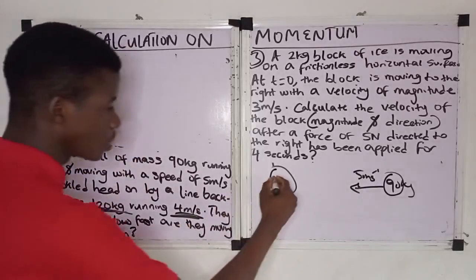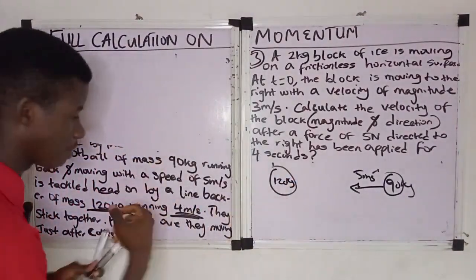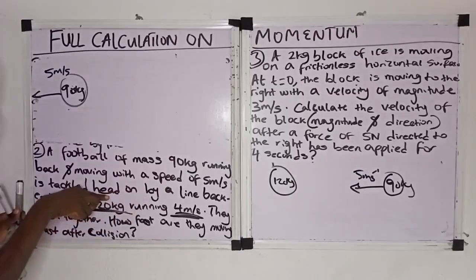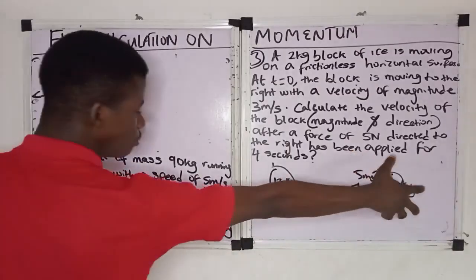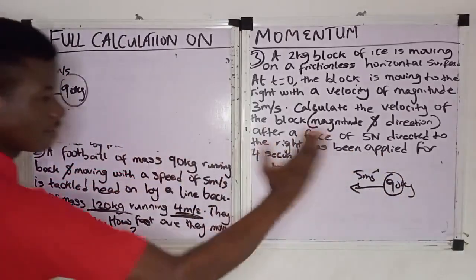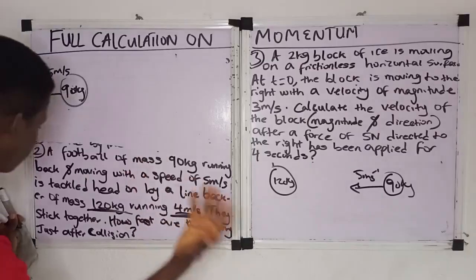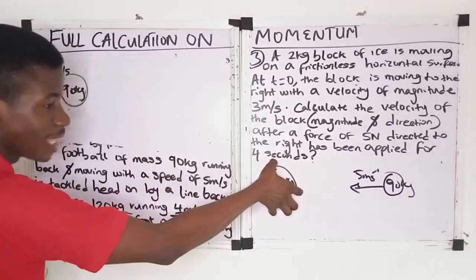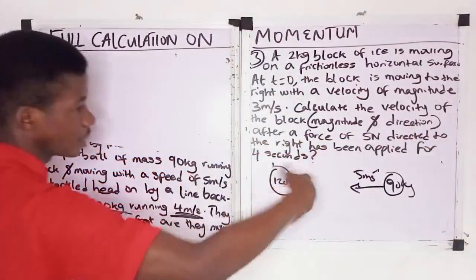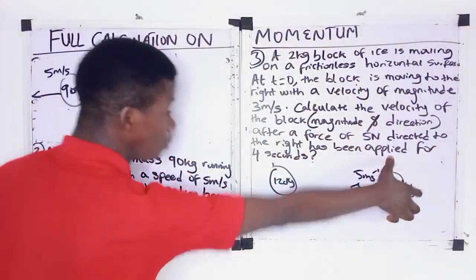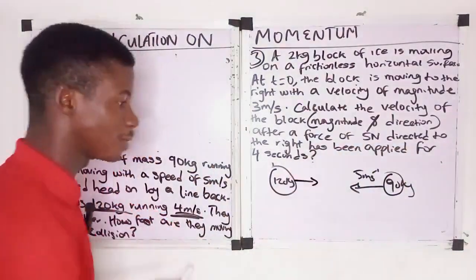The mass of the linebacker is 120 kg, running at 4 meters per second. Remember, they say head on. The football is moving backward, and then it is tackled head on by a linebacker. Therefore, let's say the linebacker is moving in this direction, while the football is moving backward in this direction. So they are moving in opposite directions.